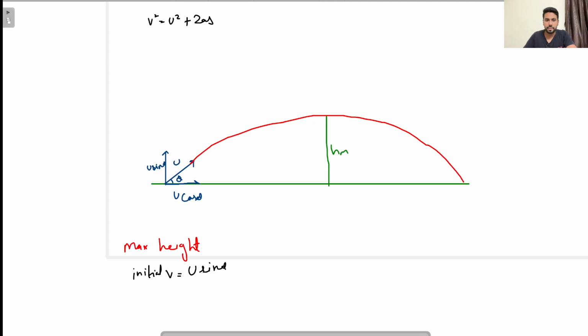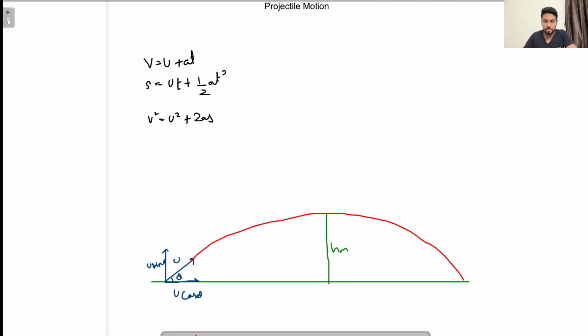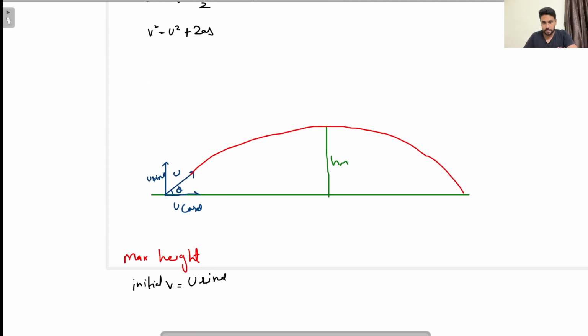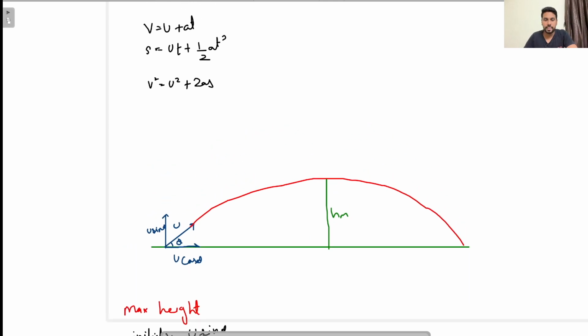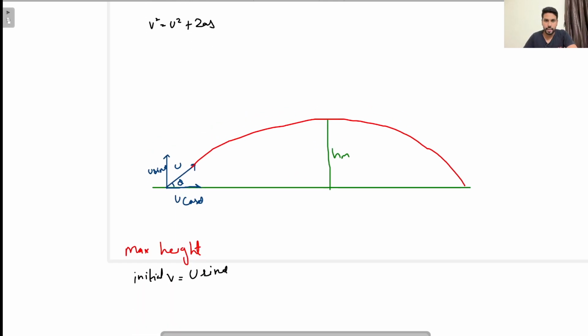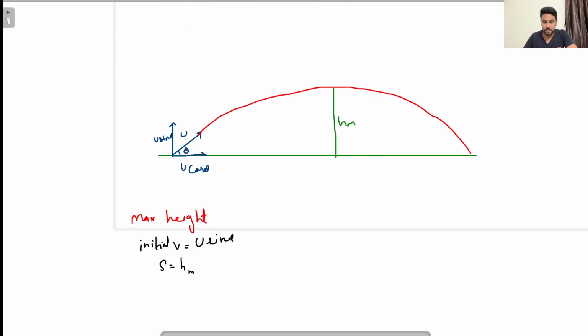You know, I require initial velocities in this formula. Then the height which I need is hm, so my displacement is hm. My initial velocity is u sine theta. My displacement is hm. My acceleration here is minus g. Why minus g? Because it is going against gravity. So my acceleration is minus g.